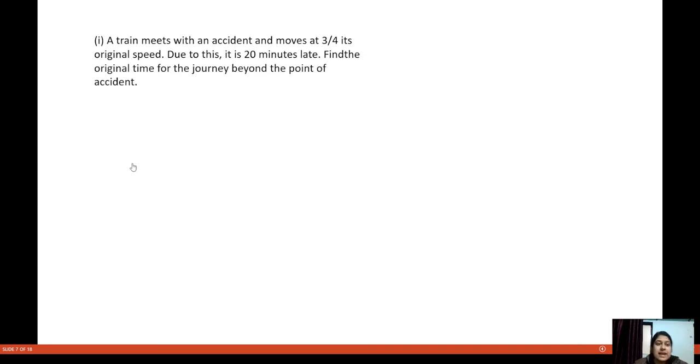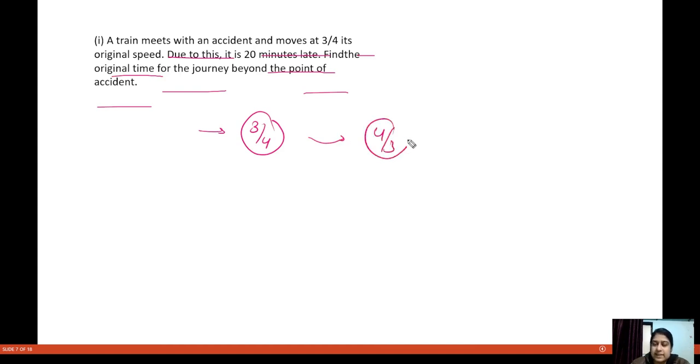Okay, guys, look at this question. A train meets with an accident and moves at 3 by 4 of its original speed. Due to this, it is 20 minutes late. Find the original time for the journey beyond the point of accident. So in this question, what is actually happening? It is saying that the speed becomes 3 by 4, and then the time becomes 4 by 3.